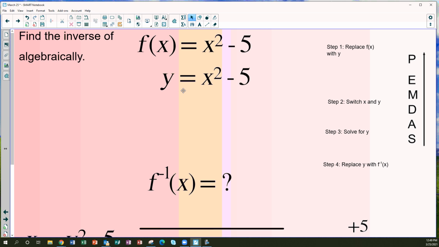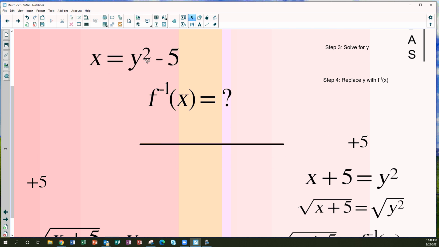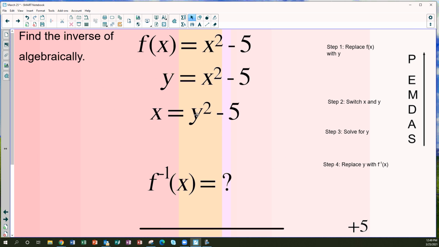All right, second step, we're going to switch the places of x and y. That's step two. Everybody should be able to get to step two without hardly any trouble. Okay, now step three is we need to get y by itself.